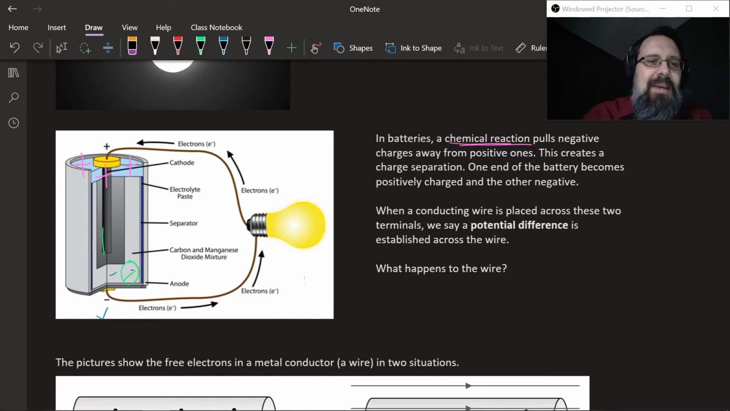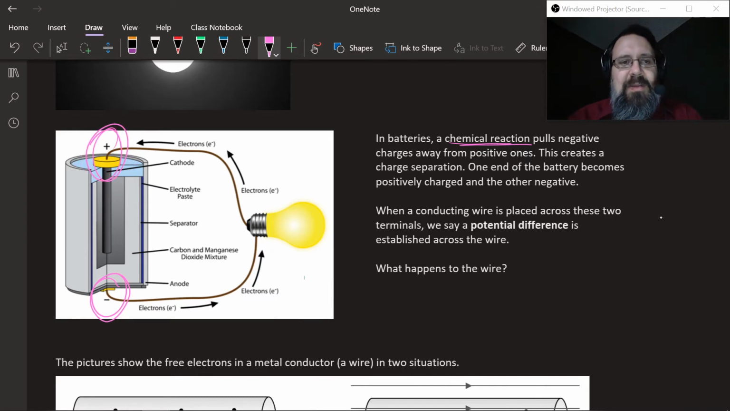All right, so when we pull these charges and separate them from each other, what you're creating is a potential difference. So there's a potential difference across the terminals. The ends of the battery are called the terminals. So there's a potential difference created across the terminals of the battery.